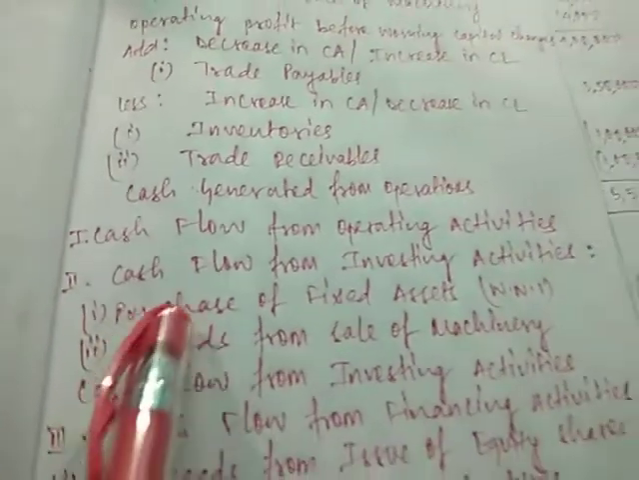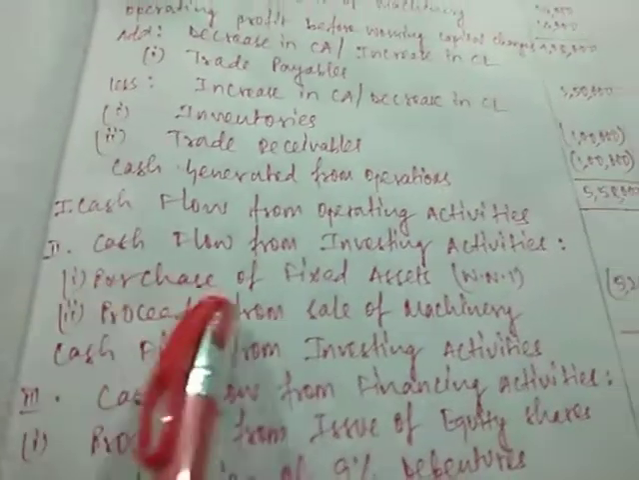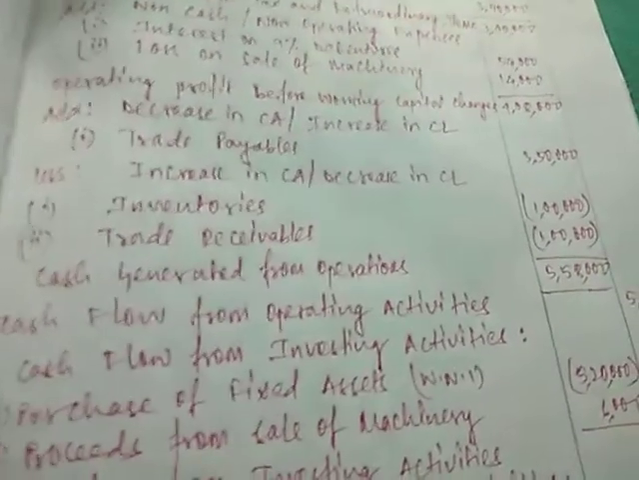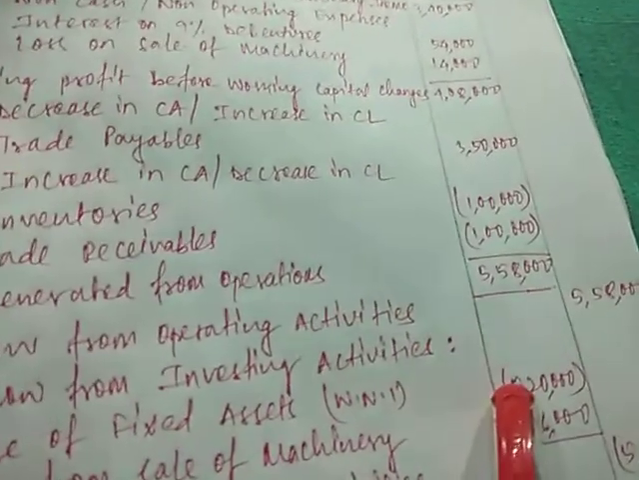Purchase of fixed assets, in cash flow from investing activities, I have written purchase of fixed assets, working note 1. This is the working note 1 that we have prepared, the fixed assets account. From here we got purchase of fixed assets 5,20,000 negative.